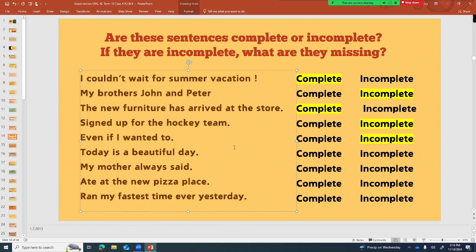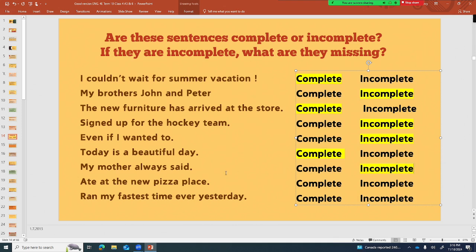Today is a beautiful day. Today is my subject, is my verb, and I've completed my thought. Today is a beautiful day. It's a complete sentence. My mother always said, well, you aren't telling me what they said, so that's incomplete. You can't write a sentence that implies you're about to tell me a whole bunch of stuff and then just finish partway through.